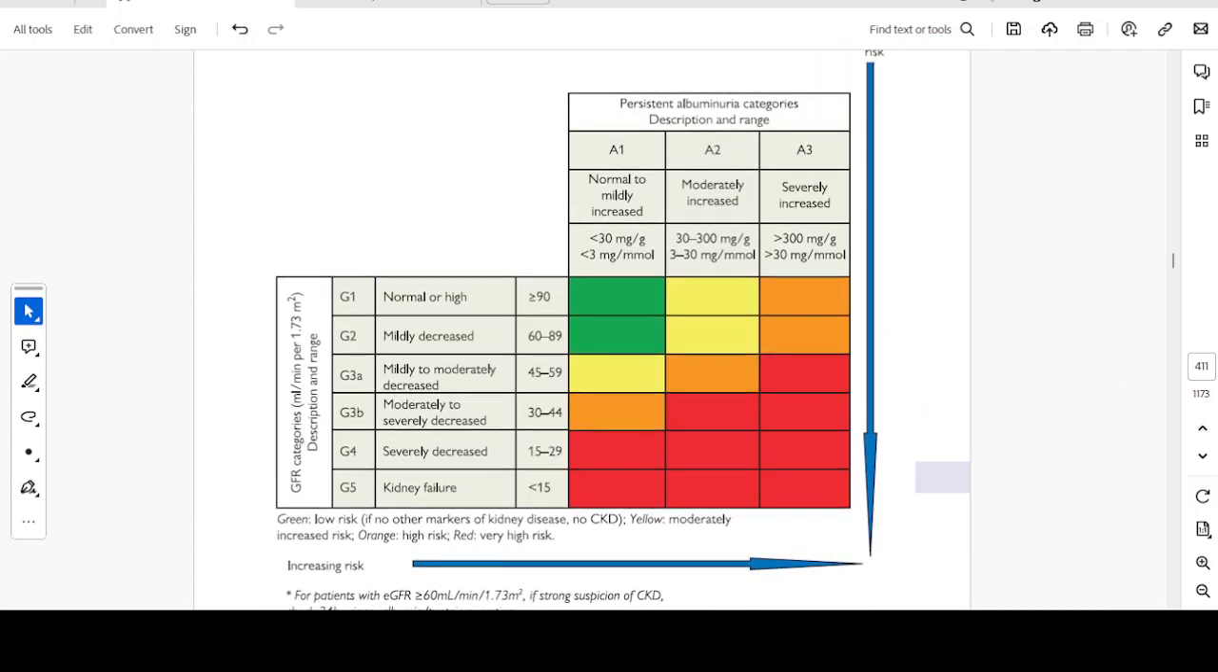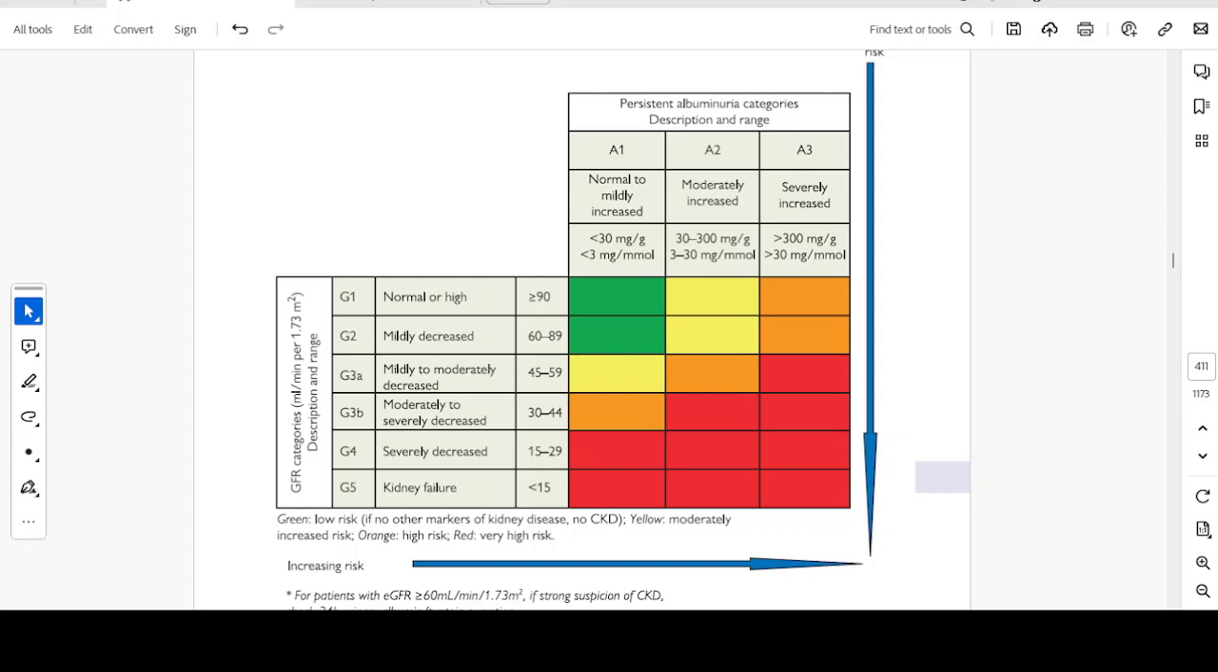So this scale is GFR categories, description and range. This one is persistent albuminuria categories, description and range. So G1 normal or high, more than 90. A1, normal to mildly increased, less than 30 milligrams of albumin per gram, or less than 3 milligrams per millimole. Then there is no kidney disease.